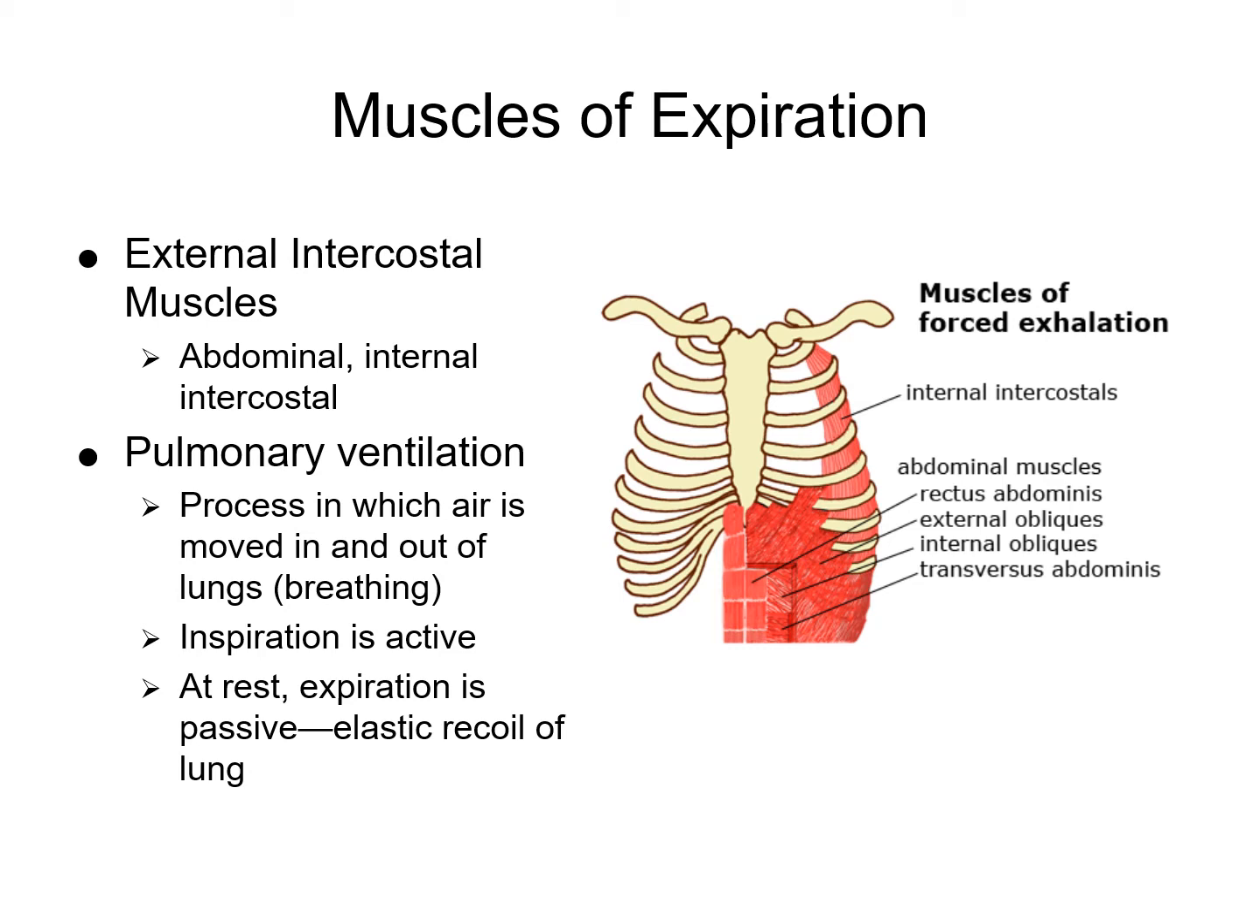And at rest, expiration is a passive process. This is achieved through the elastic recoil of the lung, as well as relaxation of the external intercostals and the diaphragm muscle. So as the external intercostals relax, the ribs drop to their pre-inspiratory position, and the diaphragm returns to its elevated dome position high in the thorax.